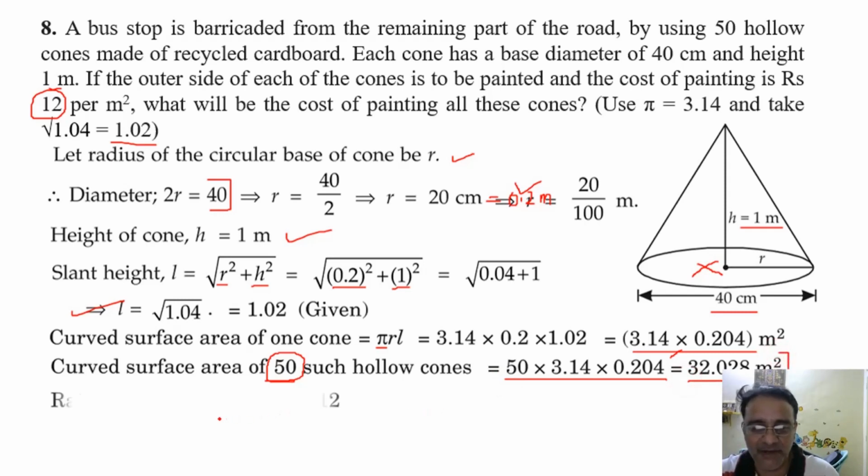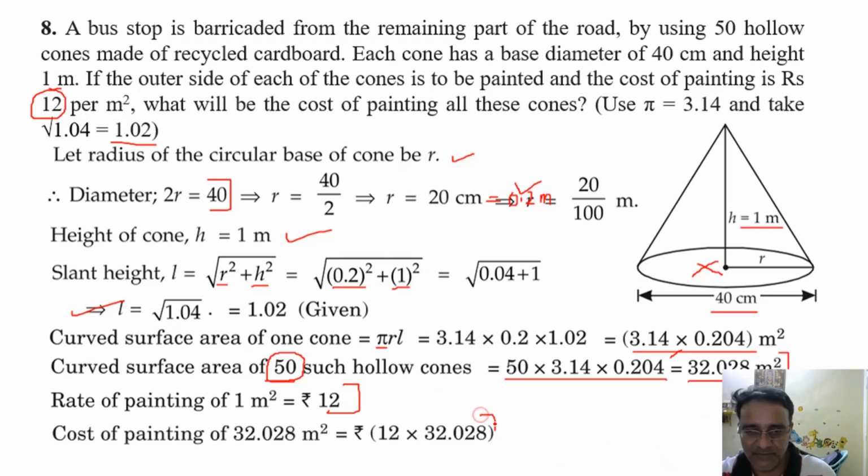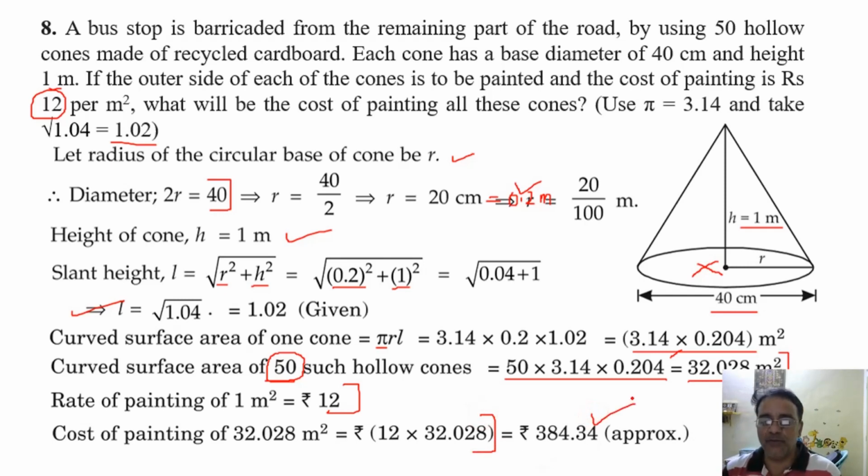Now cost of 1 meter square is given rupees 12. So the total cost will be equal to 12 into 32.028. Now if you multiply, you will get the final answer 384.34 approximate rupees. Any doubt in this question? No, sir. Okay, so this is the last question of today's session and last question of the exercise.